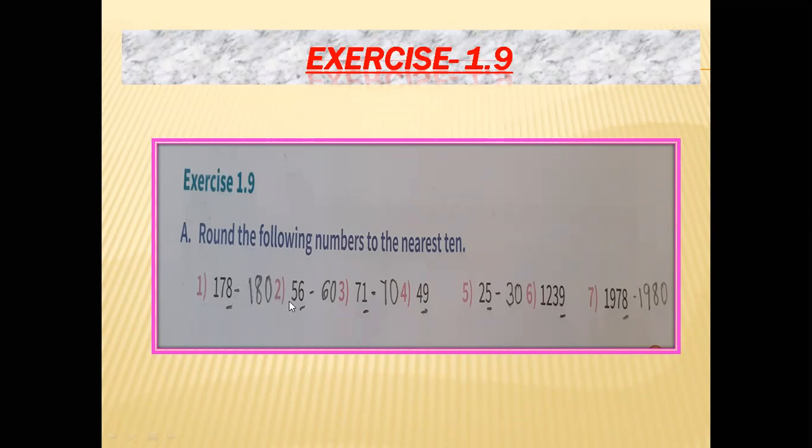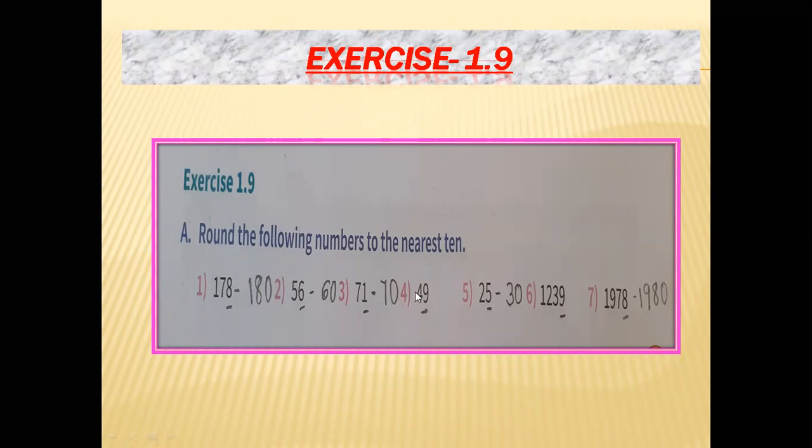Okay, see, next, second one, 56. Here also in the ones place 6 is there. This is also greater than 5. So 56 will become 60. Okay, next, third one, see, 71. In the ones place 1 is there. It is less than 5. So 7 will remain the same only. It will not change. 71, in the ones place 1 is there, so it will become 70.